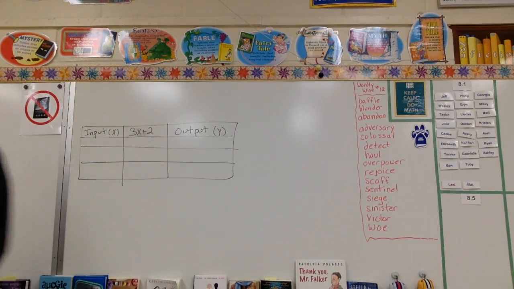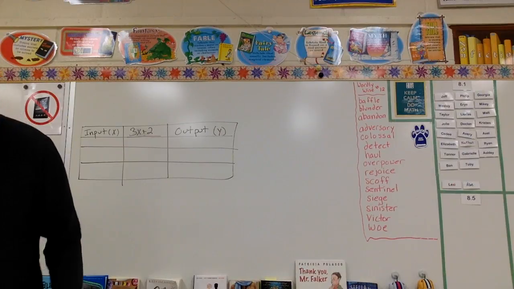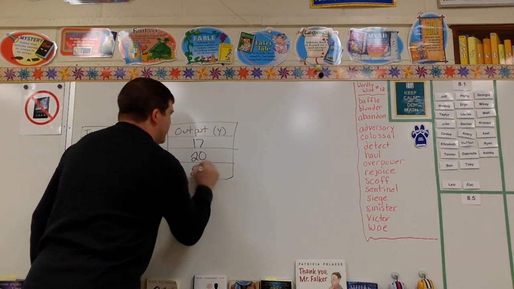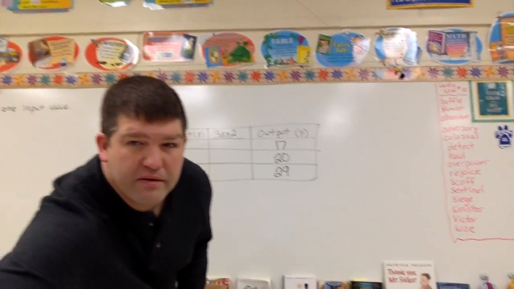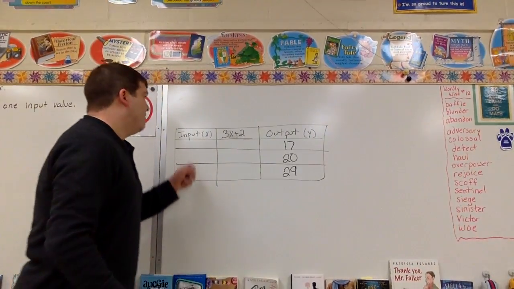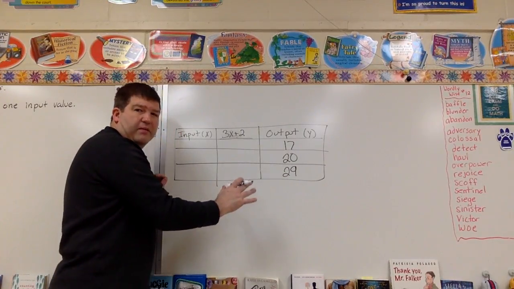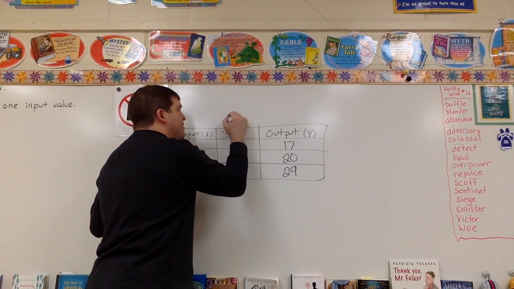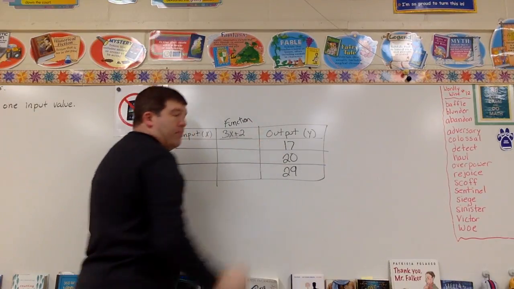I didn't fill in this one. 17, 20, 29. So, come back over here. We have a function table. This is called the function table. We have the input, the function, and then we have the output.